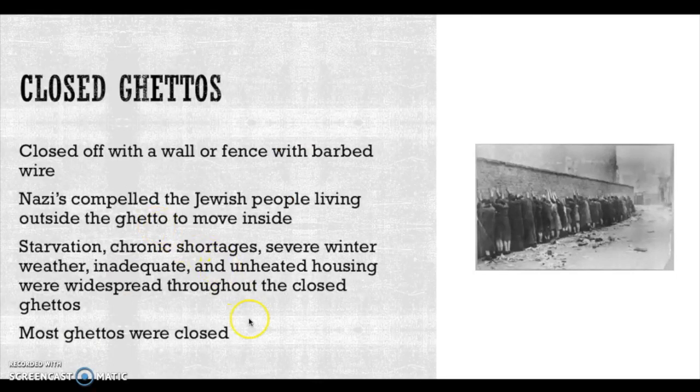The first one was a closed ghetto, and that's what most ghettos were. They mostly were closed off with a wall or a fence with barbed wire. The Nazis compelled the Jewish people living outside to move inside. They would use tactics to get them to move inside and made it seem like it was a great place to live. And then starvation, chronic shortages, severe winter weather, inadequate and unneeded housing. It was such a bad place to live that the death rates were so high in the closed Jewish ghettos.